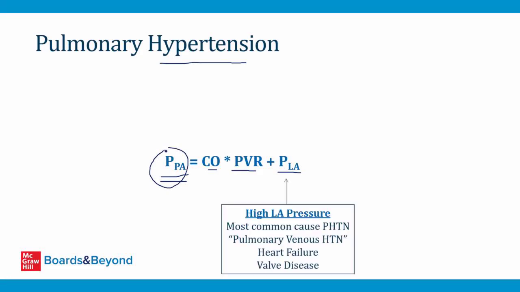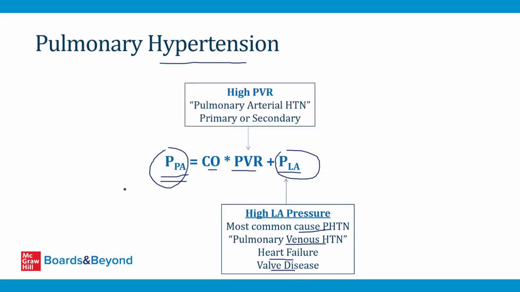One way is if the left atrial pressure gets high. This is the most common cause of pulmonary hypertension, and it's referred to as pulmonary venous hypertension because the pressure is high in the pulmonary veins that feed into the left atrium. And so any kind of left heart problem like heart failure or valvular disease can lead to high left atrial pressure, and that can cause pulmonary hypertension. And that's the most common way patients develop this problem.